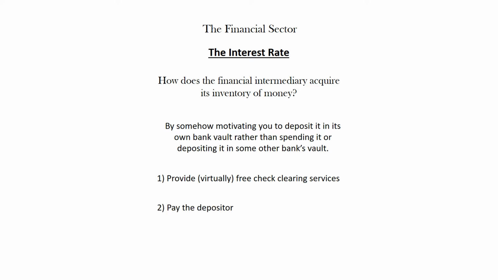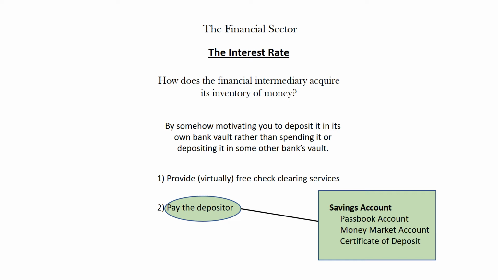Another way to acquire its inventory is just simply to pay the potential depositor. And this is exactly what it's doing when you open up a savings account, whether it's a passbook account, a money market account, or a certificate of deposit. How much would it take to motivate you to deposit money in a bank vault rather than spending it? Buying something is much more exciting and provides me with much more utility than letting the cash sit in a bank vault. But if the bank pays me enough, I just might think about it.